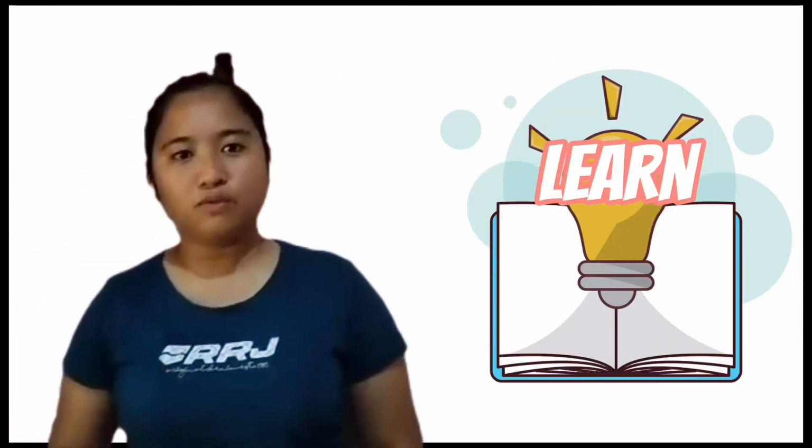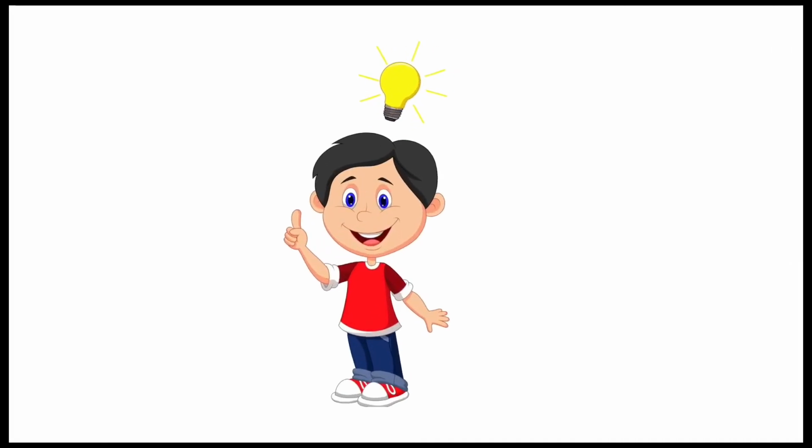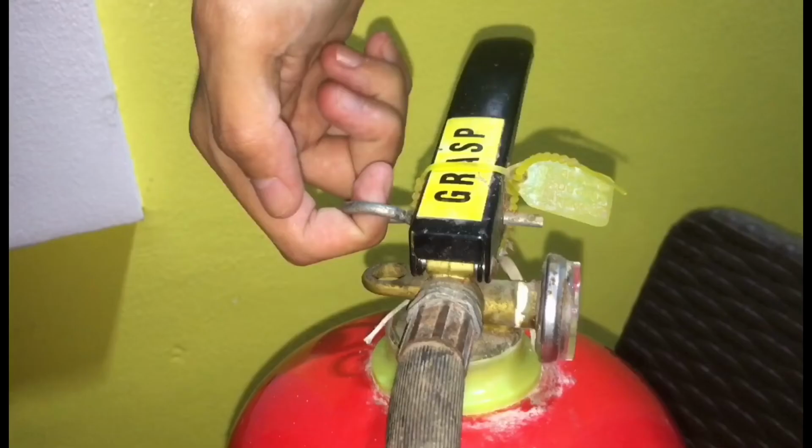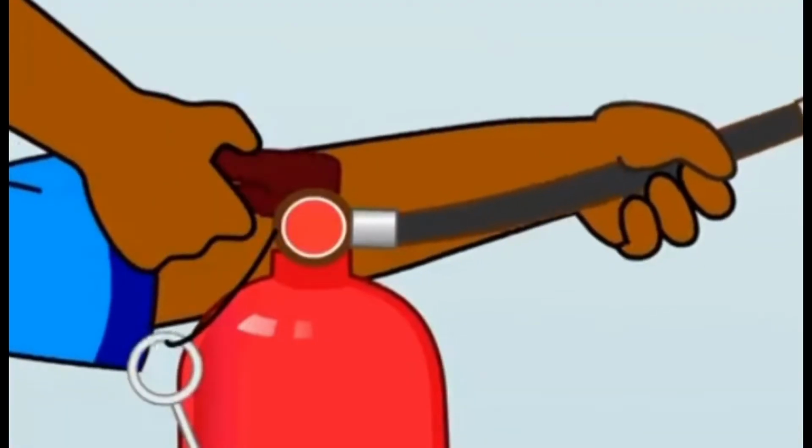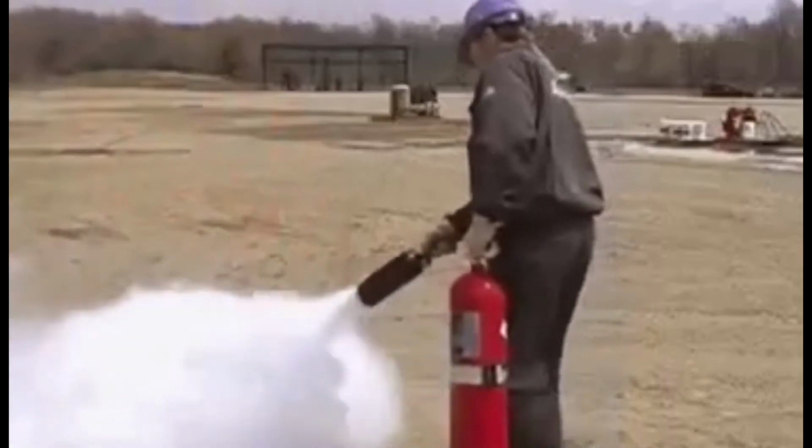Remember, if there is an emergency fire, don't panic, just stay calm and do what we've learned. Just remember, do the PASS method. In order to avoid panic, just pull the pin, aim, squeeze, and sweep from right to left. Remember, keep the fire extinguisher in a visible place in order to be easy to locate.